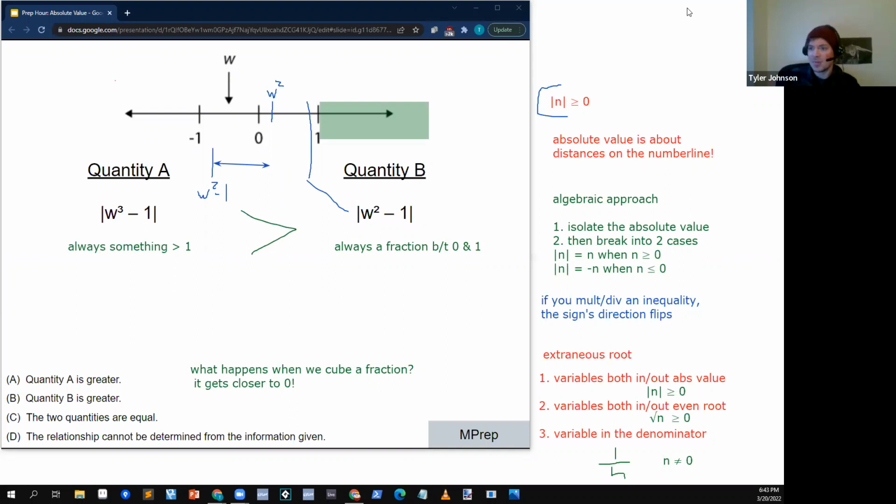Another concept you'll want to be familiar with is how to represent these ranges on a number line using this notation.